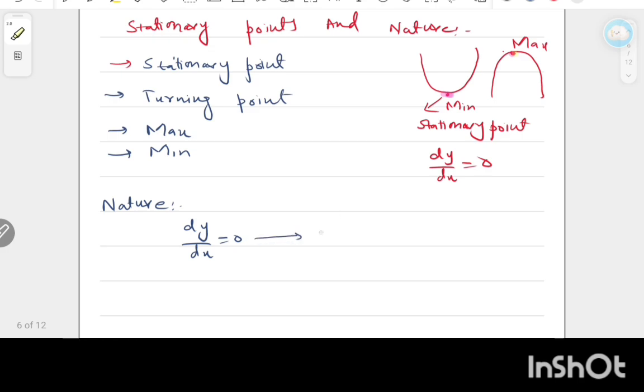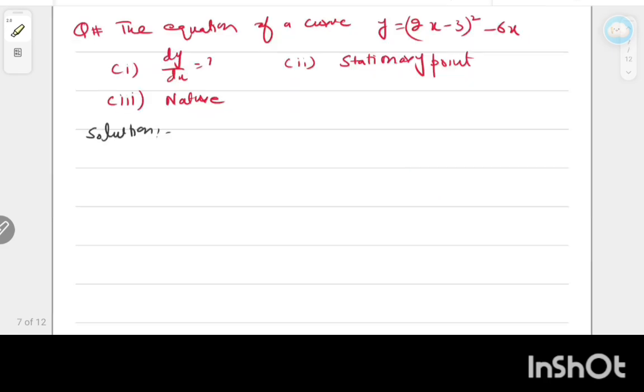If you take another derivative, d²y by dx², when you put the value of x in the double derivative, you get a positive value or a negative value. If the double derivative is positive, you will say that the function is minimum. If the double derivative value is negative, we say that it's a maximum. Hopefully, dear friends, you can understand this type of question.